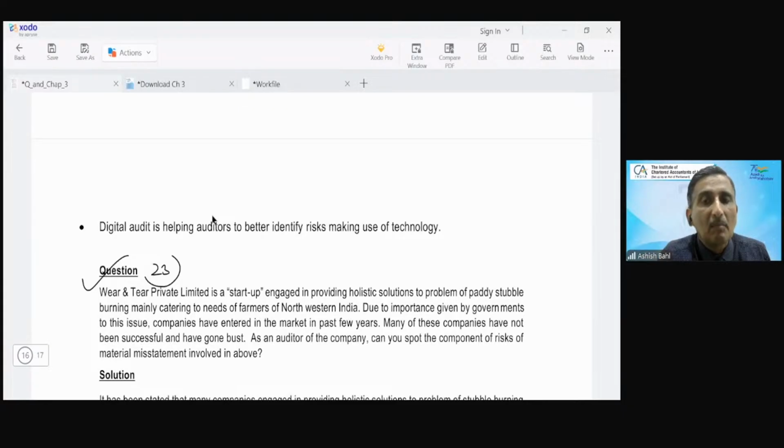Now there is a startup company which is providing a solution to the problem of paddy stubble burning, catering to the needs of farmers of northwestern India. Due to the importance given by governments to the issue, companies have entered the market in the past few years. Many of these companies have not been successful and have gone bust, meaning the companies have failed. As an auditor of the company, can you spot the component of risk of material misstatement? Obviously, it is inherent risk, because when the company operates in a type of industry where there are a large number of business failures, that carries inherent risk of transactions being misstated.